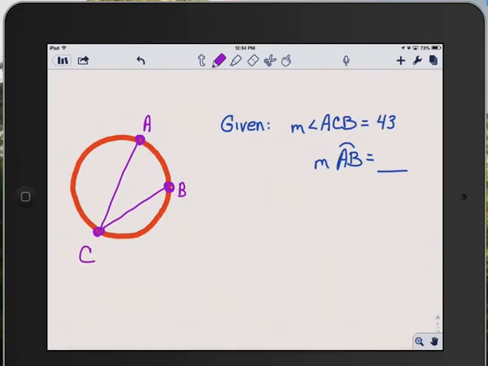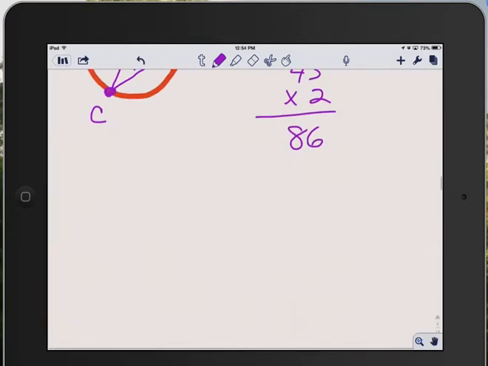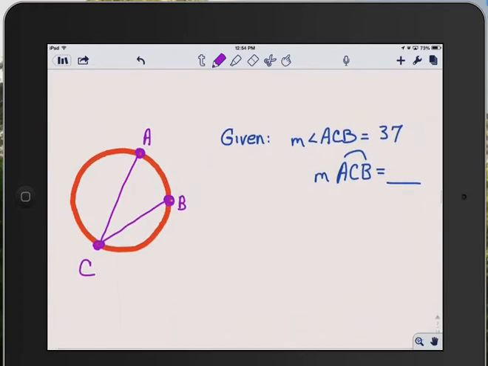Next problem. We can have the angle is given as equaling 43. So therefore, to reverse the theorem, if we divide by 2 to find the angle, we multiply by 2 to find the arc. So 86 is the measure of the arc. Next problem.